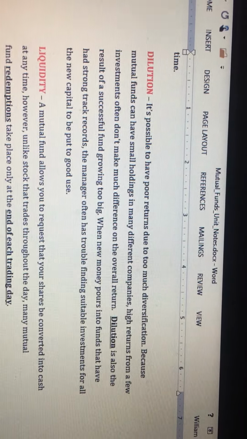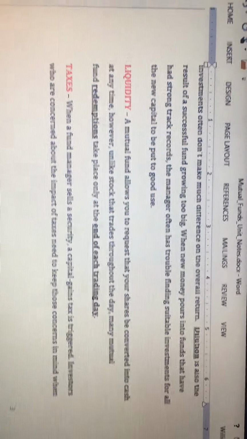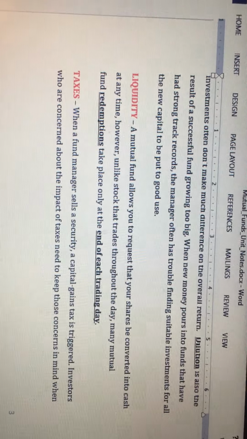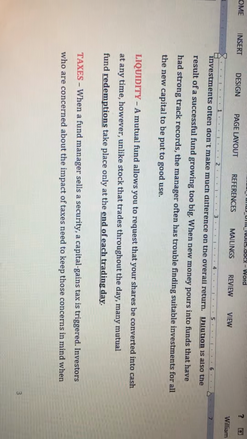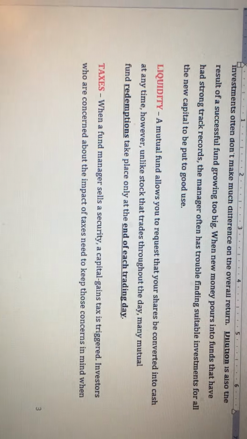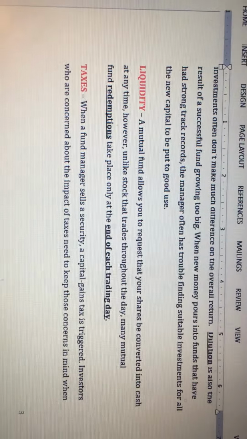All right. Liquidity. You can't sell it anytime during the day that the market's open, because you have to wait until the end of the trading day when all the different investments within that fund finalize. They have their closing price for the day, and then you can sell your mutual fund. But you can't sell it at 9:30 or 10 o'clock or 12 o'clock. You have to wait until the market closes to actually sell it.